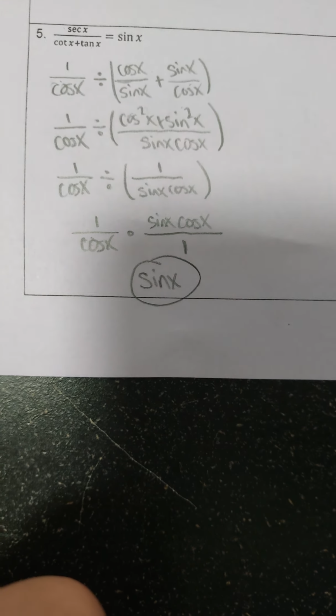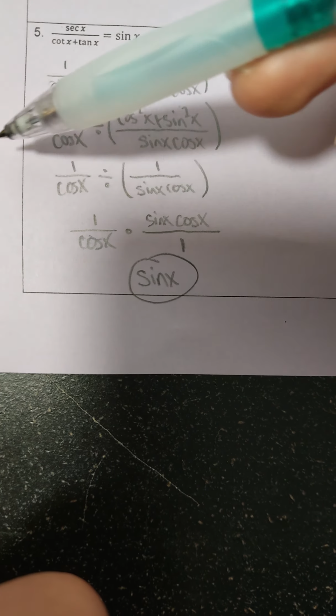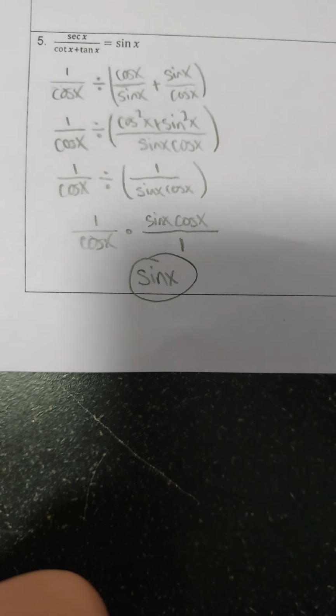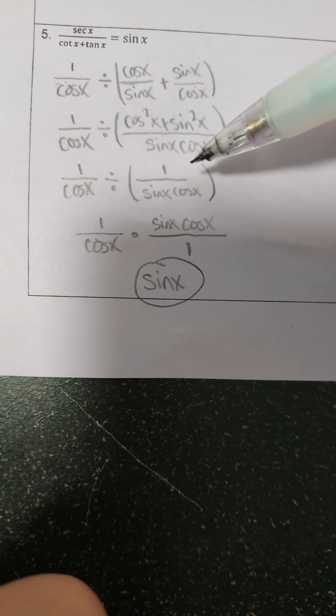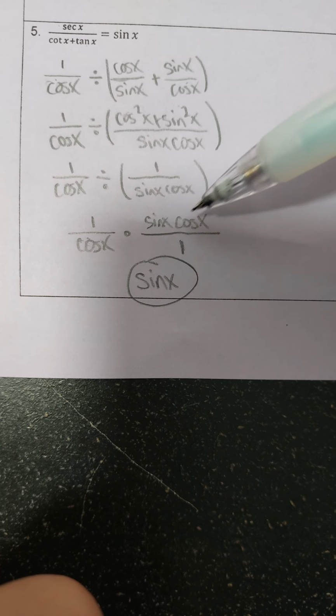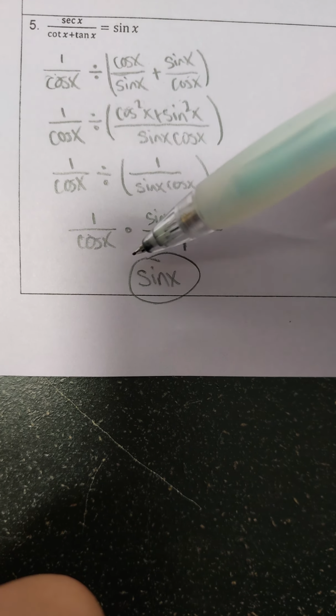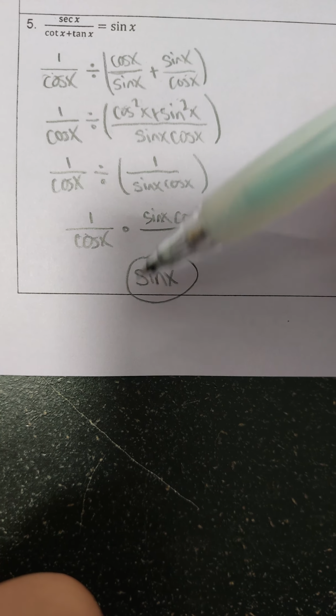And now that this is simplified, because you could have done this all over the whole bar thing, but I just wanted to make this simpler. So now it's 1 over cosine x times, now you're going to want to flip that, right? Sine x times cosine x. The cosine x's will cancel, and you get our answer of sine x.